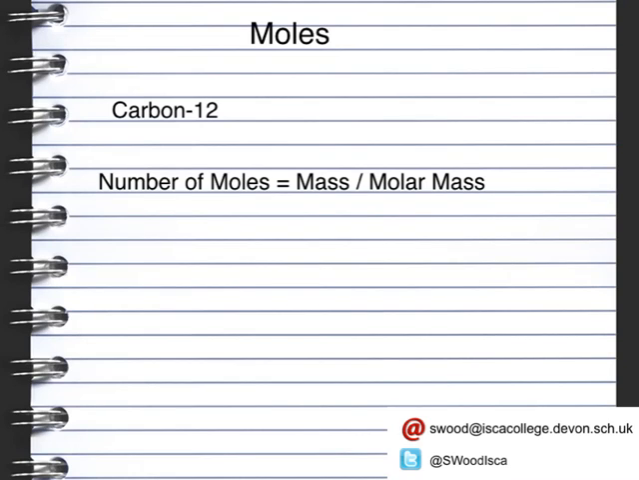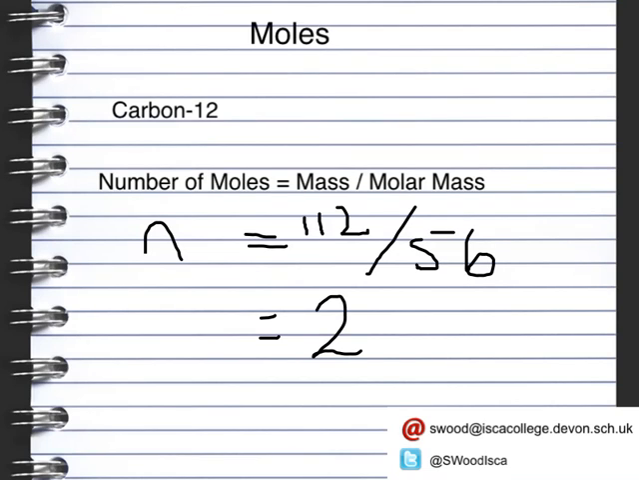So we can work out how many moles we have if we had 112 grams of iron. I'll go through how we do this. N, the number of moles, is equal to the mass, so we've got 112 grams divided by the molar mass of 56, which means we have 2 moles of iron.